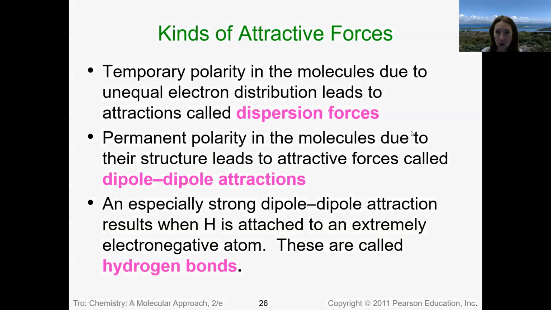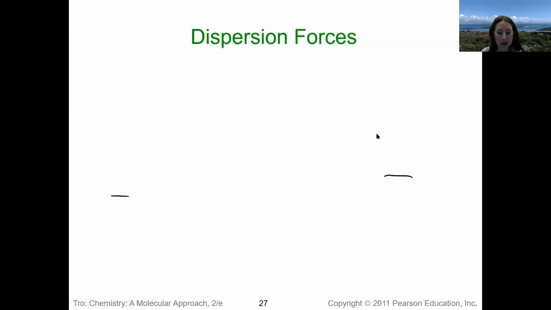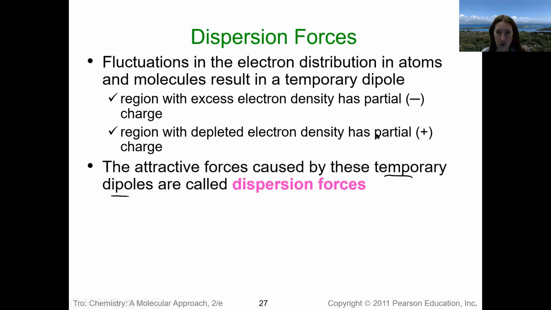All right, so let's look at our weakest force. So our weakest force is called dispersion forces. So these dispersion forces are due to the electrons in the molecule, okay? So can we all agree that all molecules have electrons? Yes, right? All molecules have electrons. So what happens in a dispersion force, mind you, I can't draw, is this is a molecule and this is a molecule.